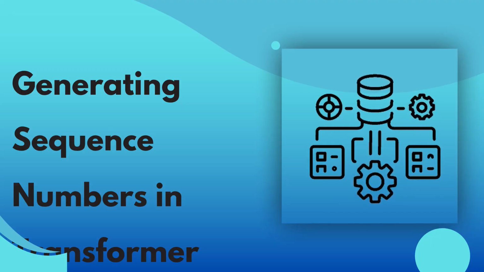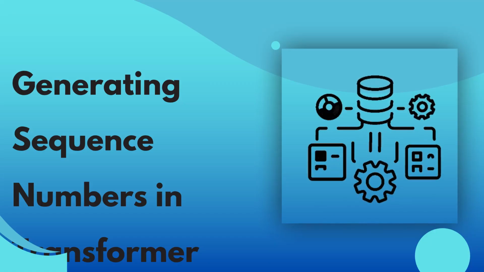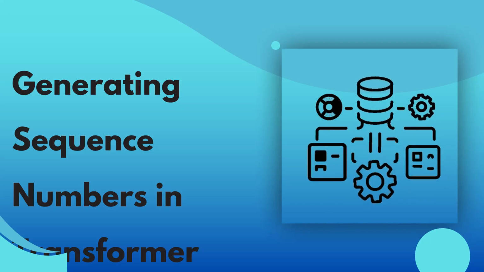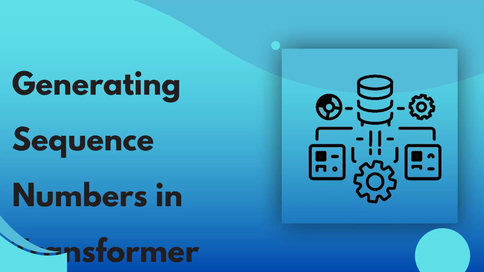Why do we need them? Think of a queue without order, it's chaos. Sequence numbers bring structure and uniqueness. Luckily, we have several ways to generate them, and the transformer stage is one of the most versatile options. Buckle up, this is going to be insightful and maybe even a little fun.